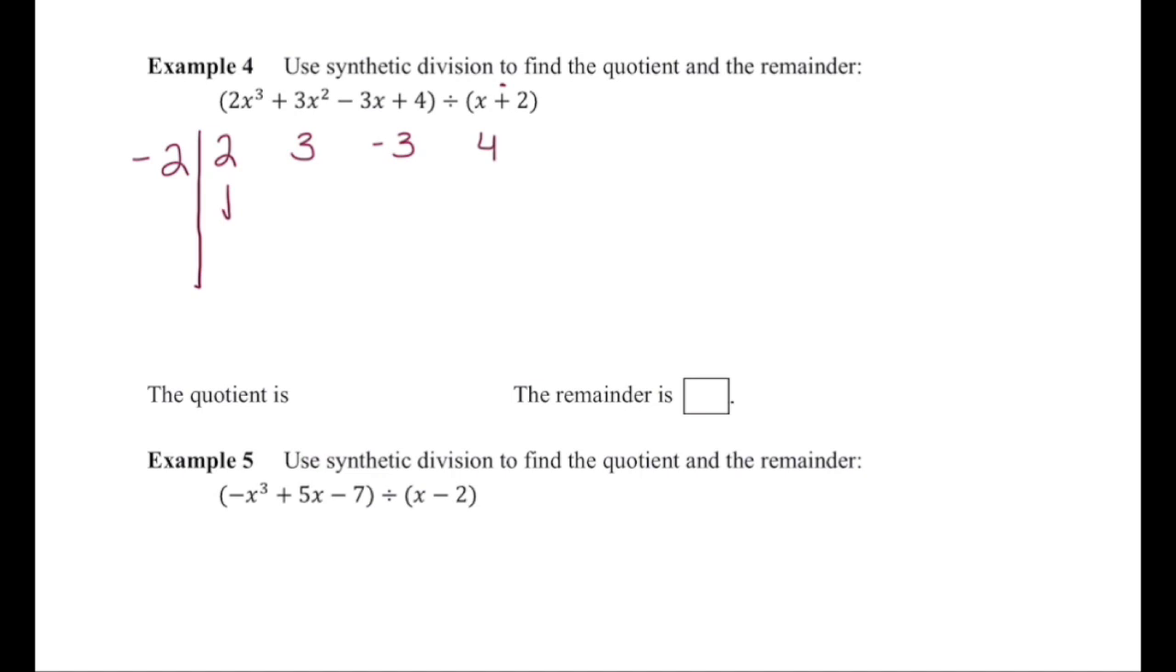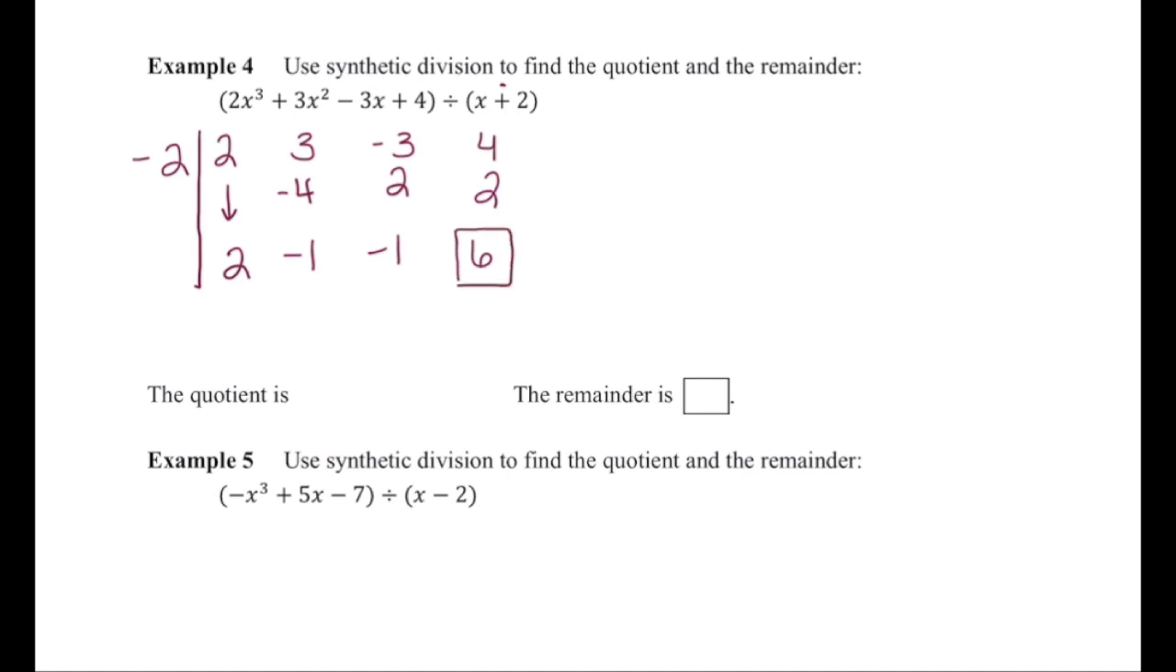We always bring down the first term to start us off, and then we can begin multiplying. -2 times 2 is -4, so we bring that up top. 3 minus 4 is -1. -2 times -1 is +2. -3 plus 2 is -1. -2 times -1 is +2. And 4 plus 2 is 6.